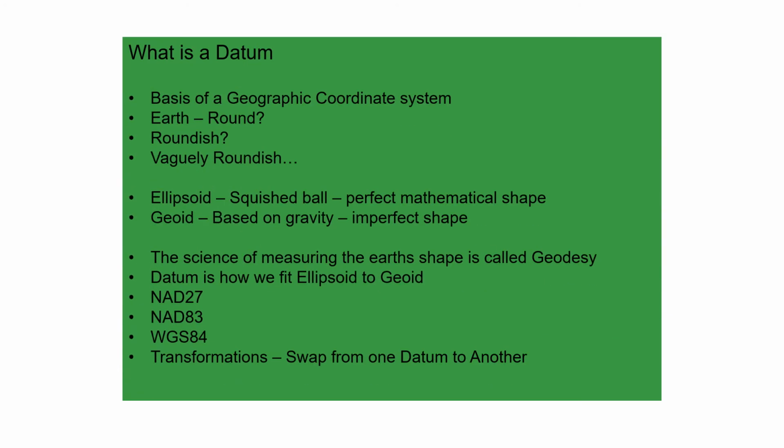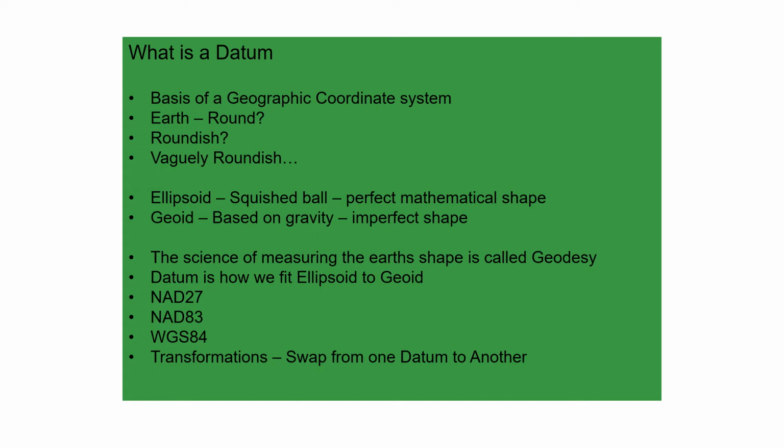We need to know what a datum is. It's a basis of a geographic coordinate system. The Earth is not really round, it's more roundish. Vaguely roundish, it's actually quite oddly shaped. So what we do is we take an ellipsoid, which is basically a squished ball. If you take a beach ball or something and press down the top and sort of mash the top and bottom flat, that's what we're talking about.